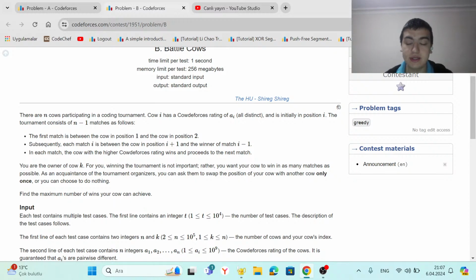You must not change. You can change your index, or you cannot change it. You are not required to change. It is optional. It says find the maximum number of matches that you can win.